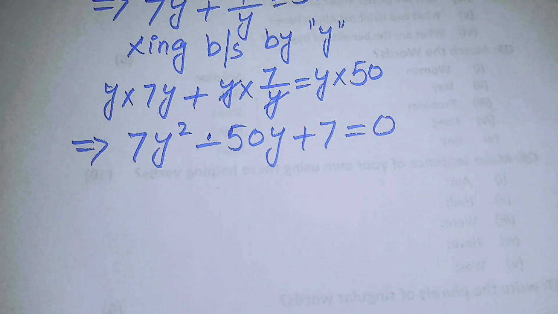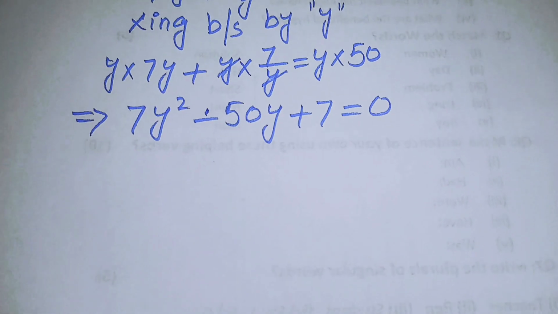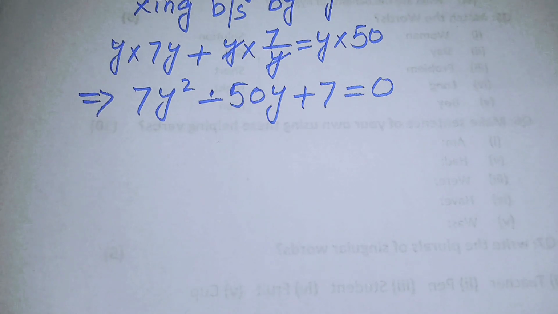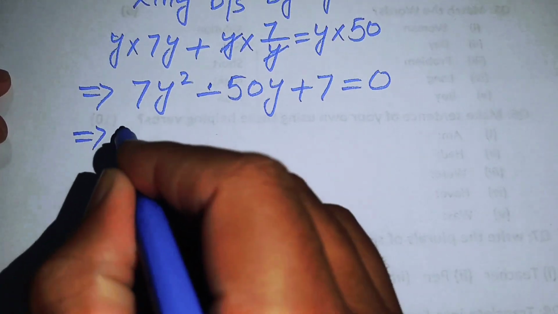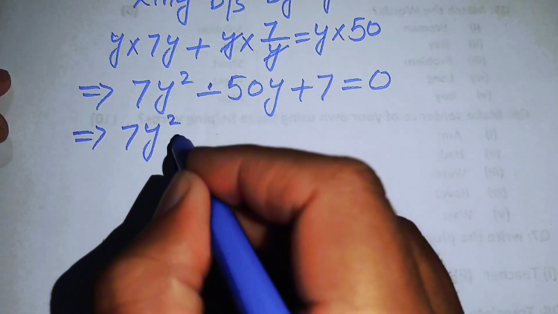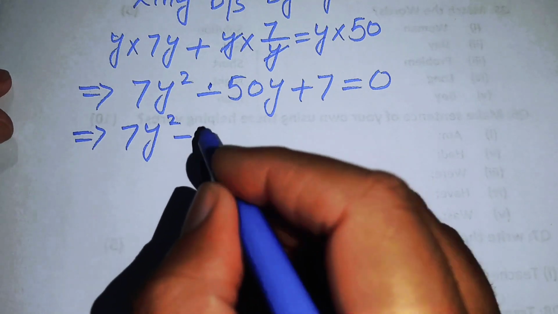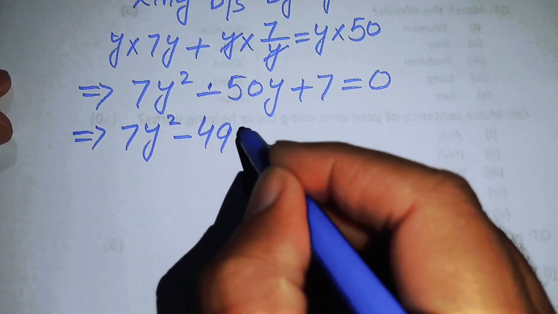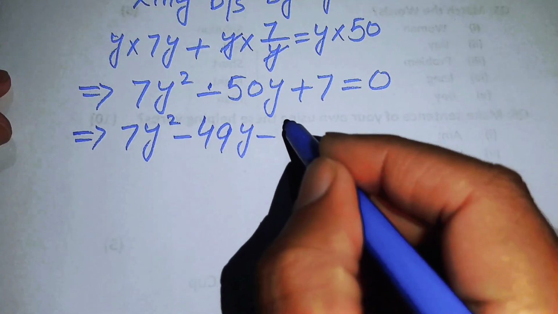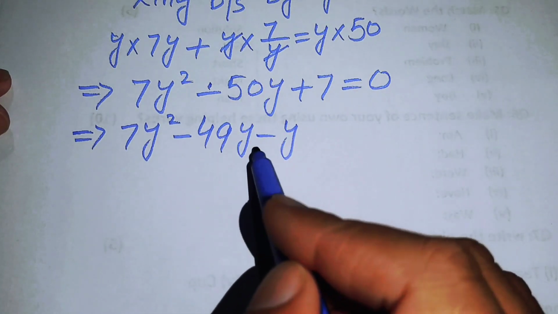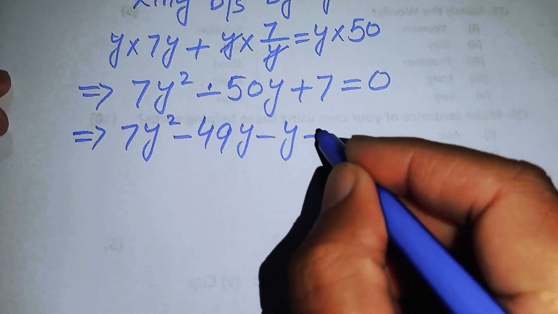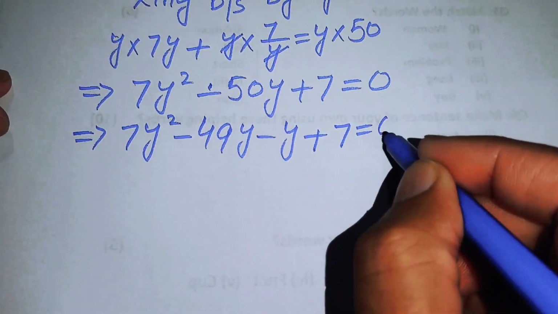And now we will make the factors of this equation. In order to make the factors of this equation, we will just find any two numbers whose product is 49 and whose sum is minus 50, and these two numbers are minus 49 and minus 1. So we write 7y square minus 49y minus y plus 7 equals 0.